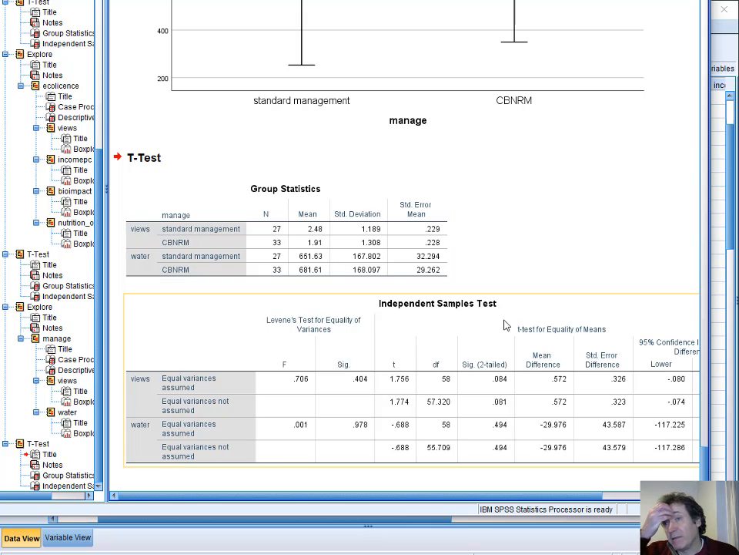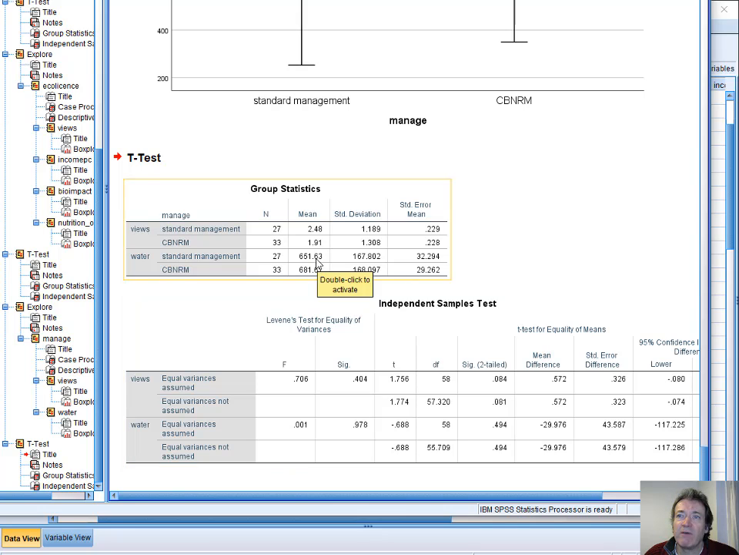And as expected, the second one is not at all significant. That's this one here. So there's quite a high probability of getting that difference between the standard management, 651 and 681, if the null hypothesis is true. So we can't be at all confident there's any difference in the whole population in the water usage between those two systems of forest management.